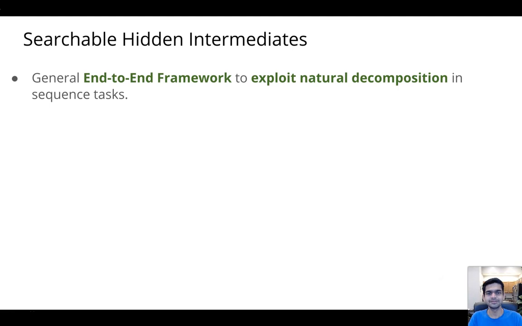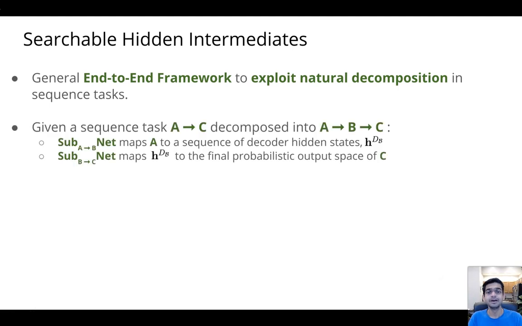We present a general end-to-end framework to exploit the natural decompositions in sequence tasks, which seek to predict some output C from an input sequence A. We first decompose the sequence task with the sequence B as intermediates. Then, during training, a neural network subnet A to B maps A to a sequence of decoder hidden representations of the sequence B. Then a subsequent subnet B to C maps these hidden representations of B to the final probabilistic output space of C. Note that C can be another sequence or even a categorical class, like in some spoken language understanding tasks.